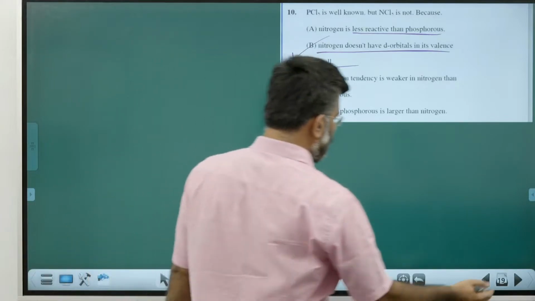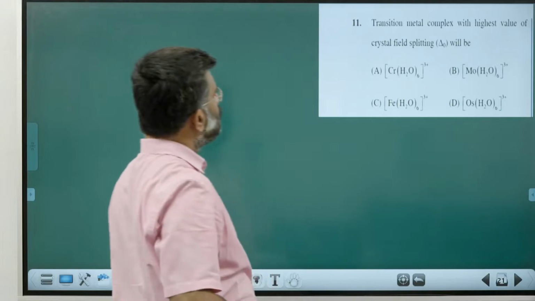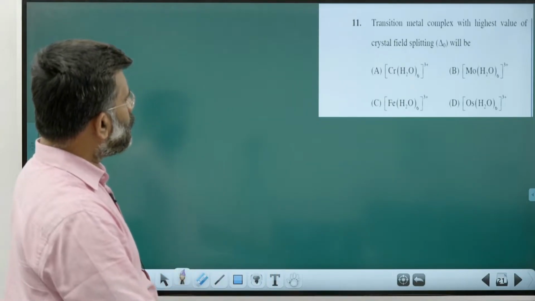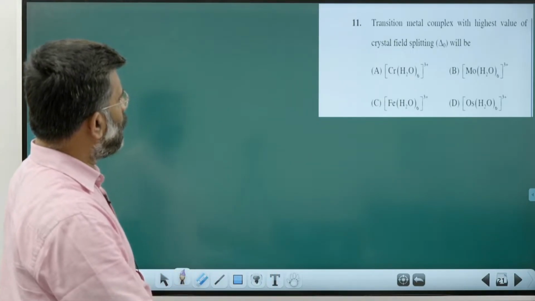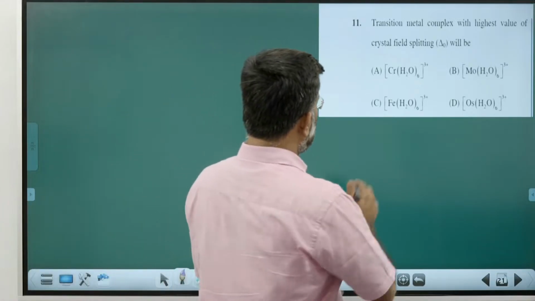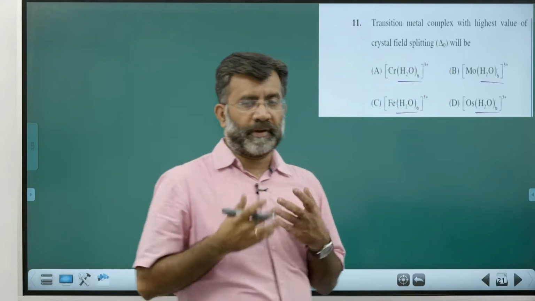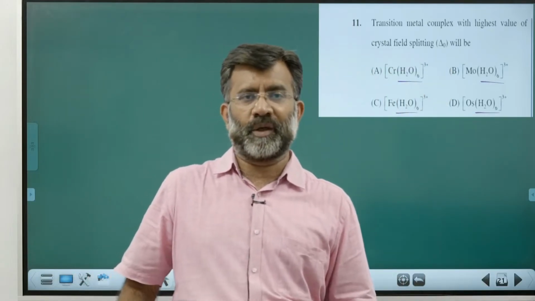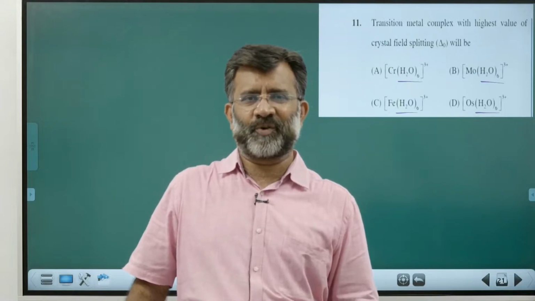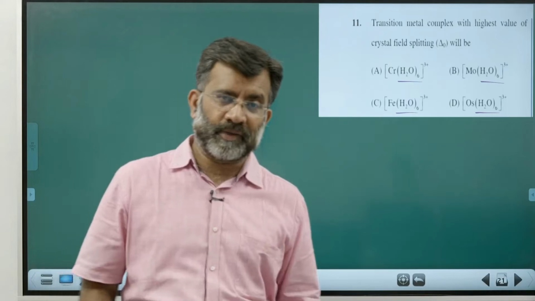Next. Transition metal complex with the highest value of crystal field splitting. See, all are water. All ligands are water. Usually we decide this answer based on the ligand. For such a question, we decide the answer based on the ligand. Here all ligands are water molecules.